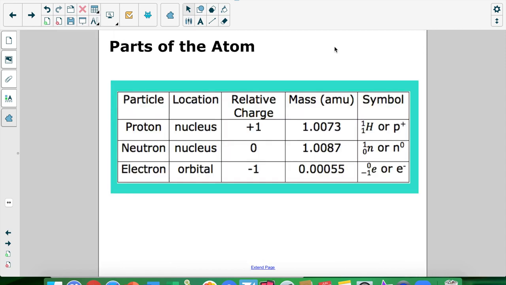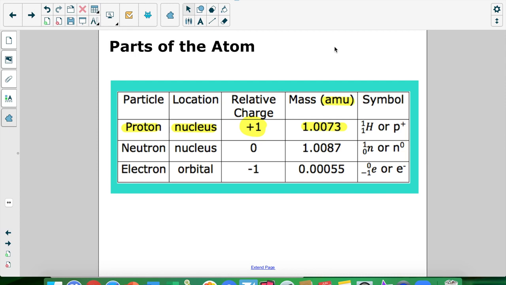This is a chart that is important that you learn because it has important information, and it's not difficult to memorize. The particles that we have learned so far are the proton, the neutron, and the electron. You need to remember that the proton is in the nucleus and the charge of the proton is +1. The mass of the proton in AMUs is more or less 1, so it's 1.0073. And this is important for now and for the future.